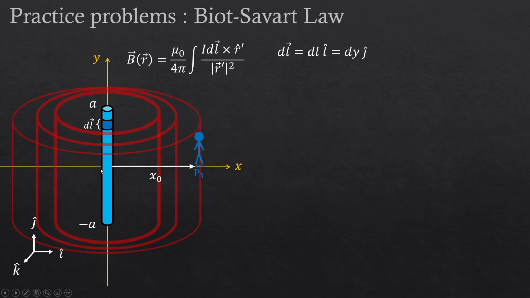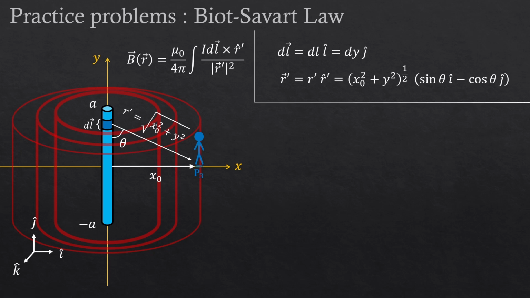Now, our r prime is not a fixed number anymore, but kept as a variable. Because the separation distance will significantly vary now as we take different sections of the rod, this person's position is fixed in x, but the y value will be varied. So r prime could be expressed like this. It's just Pythagorean theorem. And the direction of r prime will keep changing according to this angle, theta, right? So we can express the variable vector r prime as the following.